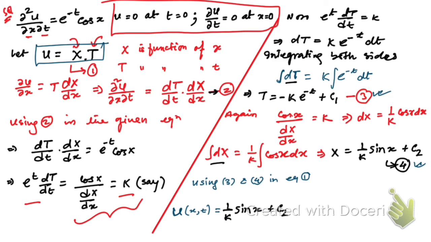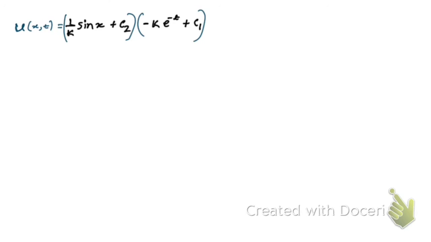Then this is capital T. From equation number 3 we have got capital T, right? So this is the result of capital T, and this is the solution. Now let me copy this and go to the next slide. Okay, next slide. So this is our result now, that's what we have got.